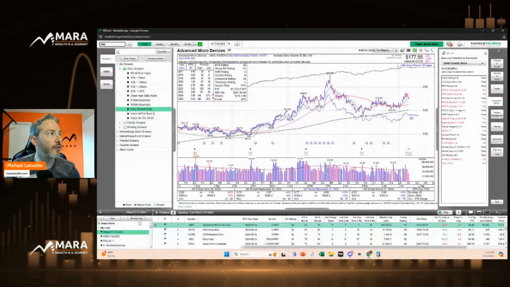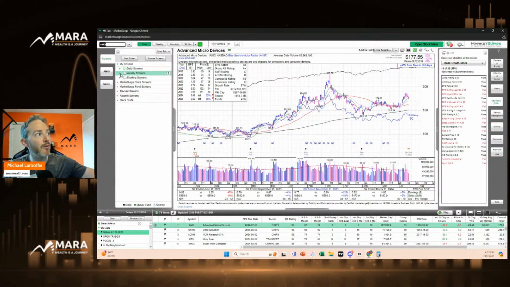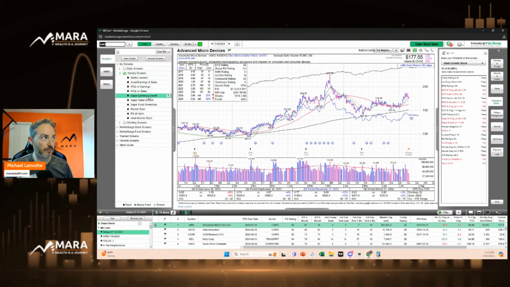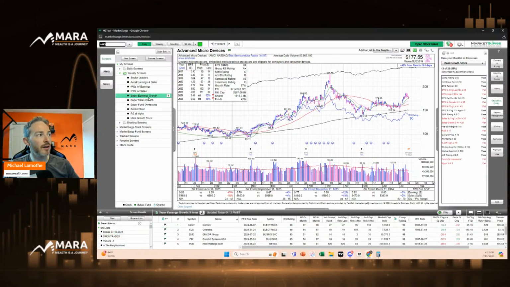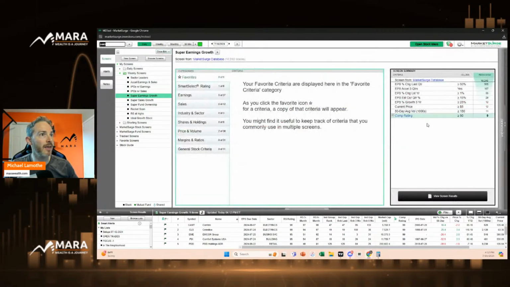So here's Market Surge. I run a variety of screens. You can see them right there. The ones that we were talking about were in the weekly screens. Here is the screen, and I set it up in this way that makes it very simple to input the criteria. And whether you're using this, right, Market Surge isn't paying me anything.